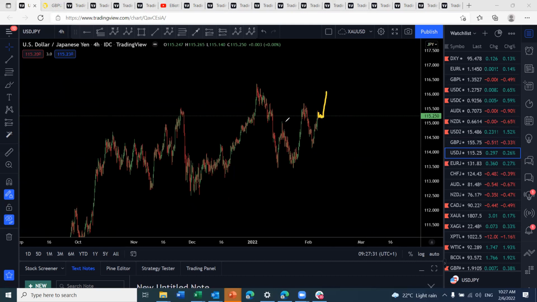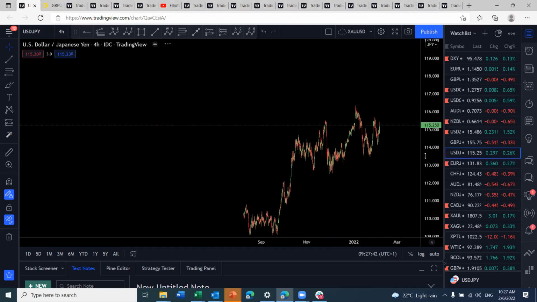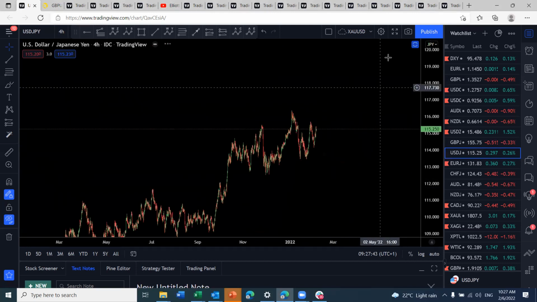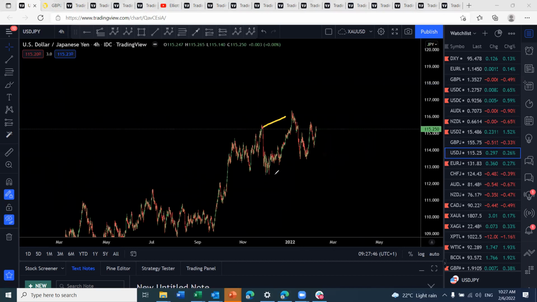Not a clear structure at this stage. We could even be making a leading diagonal here as follows, but let's watch that for now. You're just going to see US dollar yen push to the upside because of the strength in the US dollar. US dollar yen possibly playing out this running flat here, and we start with a move to the upside. Let's keep an eye on that one in the week.